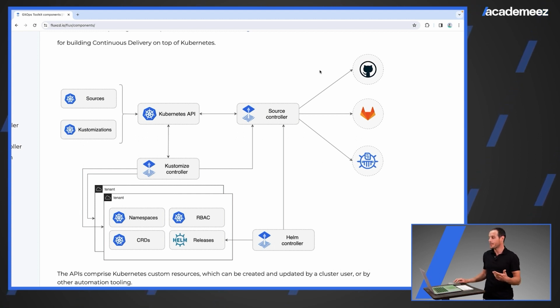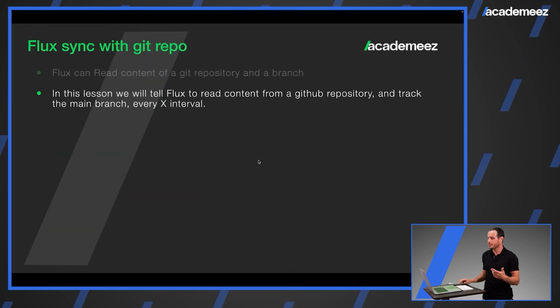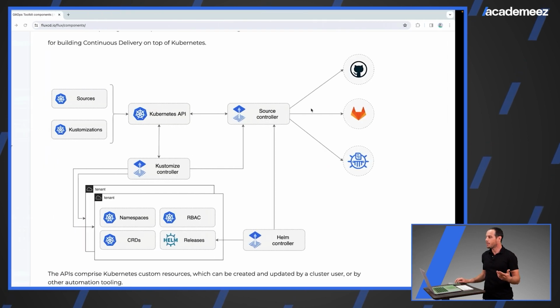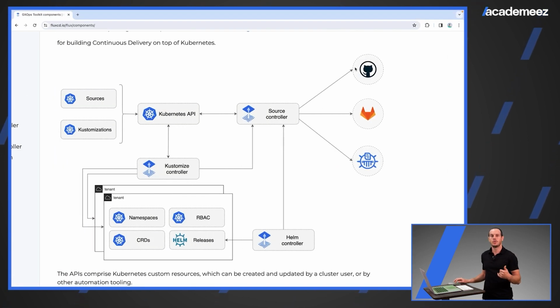So every 1 minute, the source controller will try to grab new data from our Git repository. And this allows us to commit our Flux resources. We're going to push that to that Git repository. So what it means is that we can push new YAML files, new Flux resources to that Git repository, and every minute Flux will grab the new content and will pass those new resources to other controllers that might be listening and watching for those resources.